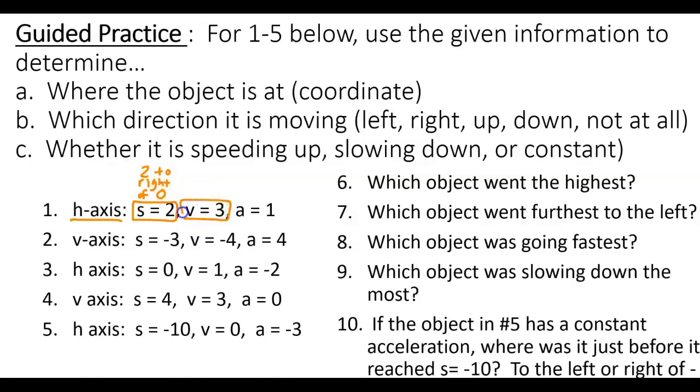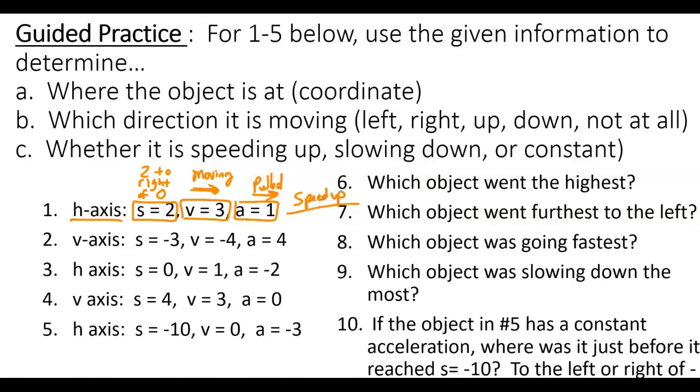My velocity is 3. Now, if I have a positive velocity, that means I'm moving to the right. And I have a positive acceleration here. That means I'm being pulled to the right. So now, if I'm moving right and I'm being pulled to the right, is this object slowing down, speeding up, or constant? Well, since the direction I'm moving in is the same as the direction I'm being pulled, that would be speeding up.